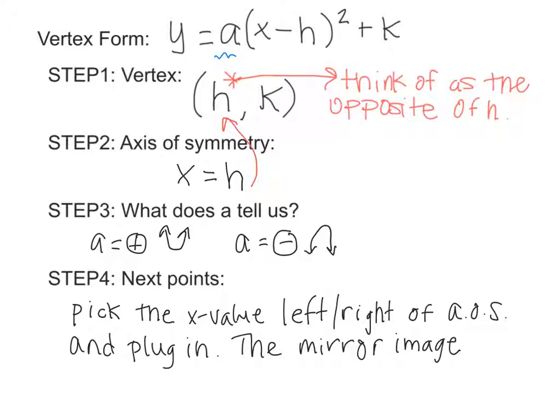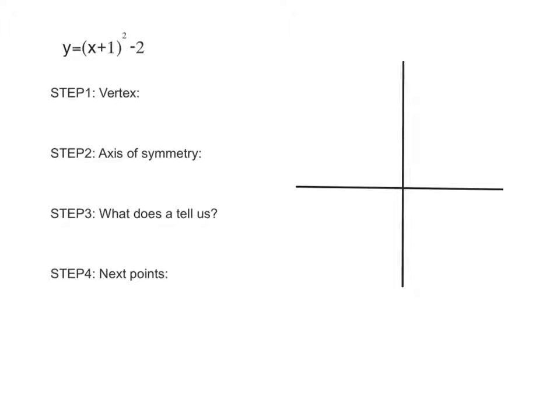All right, so we are going to go through these 4 steps on one problem on the next slide and see how we can do with graphing in vertex form. Okay, so let's look at the equation y equals x plus 1 quantity squared minus 2. I'm just going to write above this, vertex form, just as a reminder, so we can remember what our pieces are.